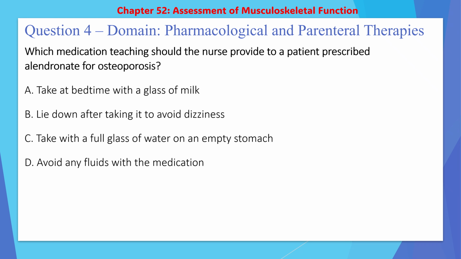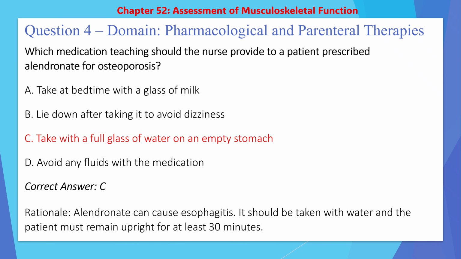Question 4. NCLEX domain: pharmacological and parenteral therapies. Which medication teaching should a nurse provide to a patient prescribed alendronate for osteoporosis? A. Take at bedtime with a glass of milk. B. Lay down after taking it to avoid dizziness. C. Take with a full glass of water on an empty stomach. D. Avoid any fluids with this medication. So correct answer is C.